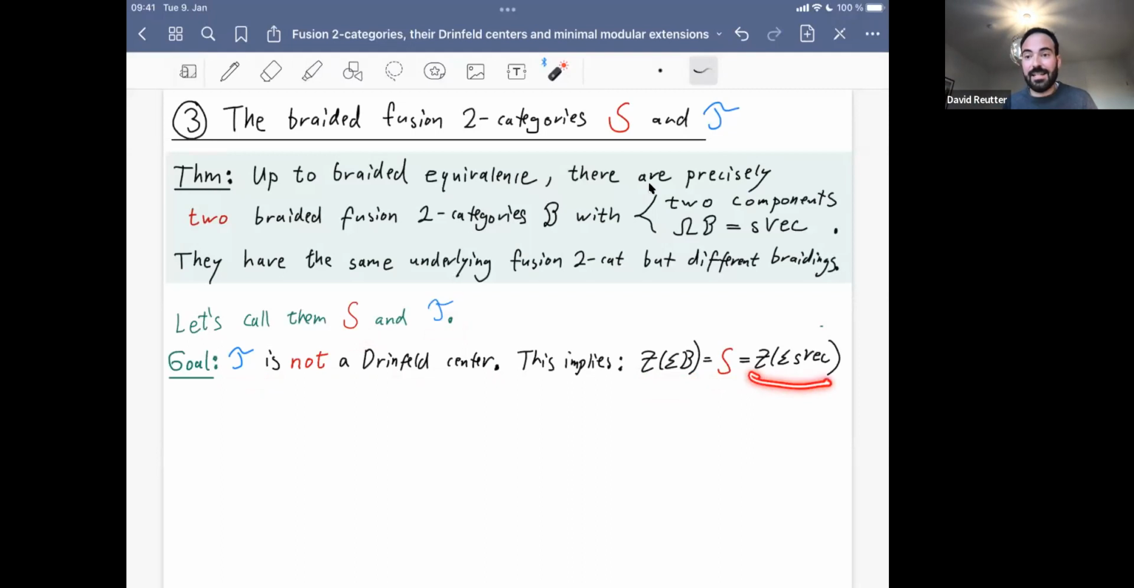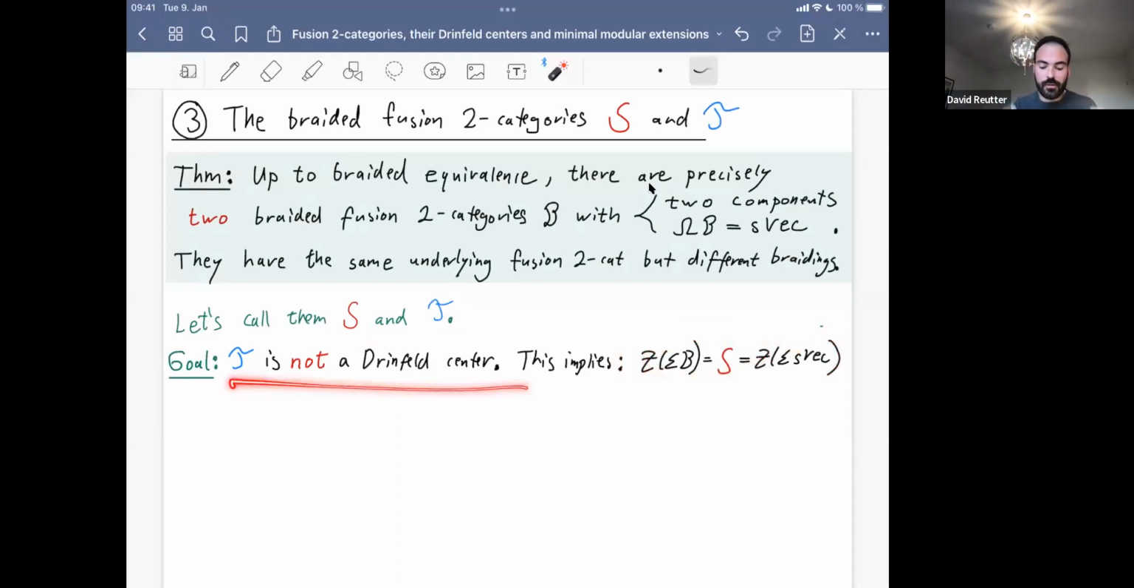But similarly, this guy is a Drinfeld center. Again, therefore, it must be either equivalent to S or T. But T is not a Drinfeld center, so it must be equivalent to S. So all three of these need to be equivalent, and therefore B needs to admit a minimal modular extension, because having an equivalence like this is equivalent to having a minimal modular extension. That's the idea.